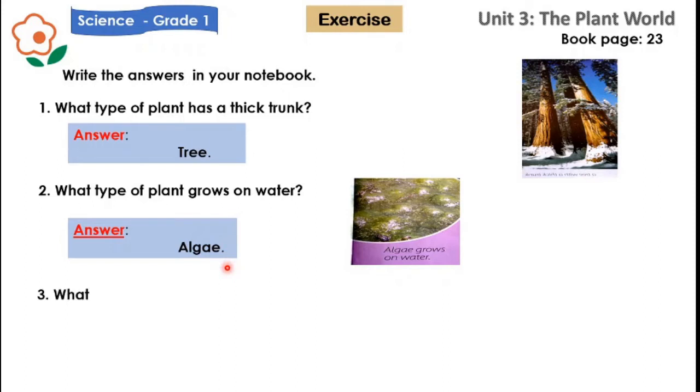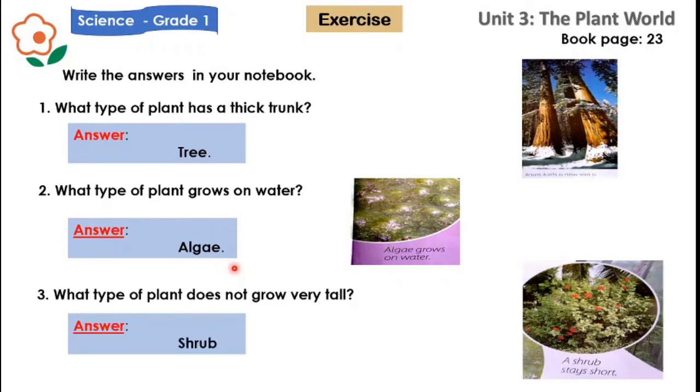Number 3 is, what type of plant does not grow very tall? So what will it be? It will be shrub. A shrub always stays short. Okay, these are very short, small plants, and these are called shrubs.